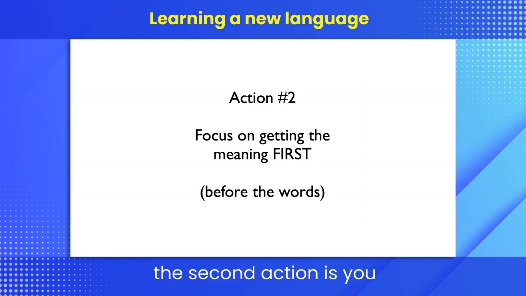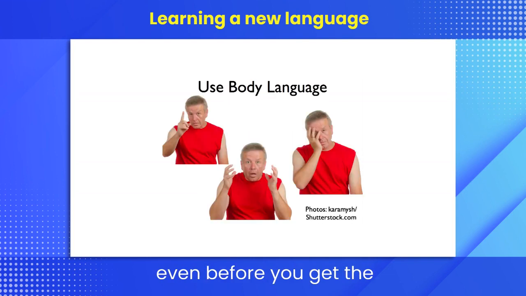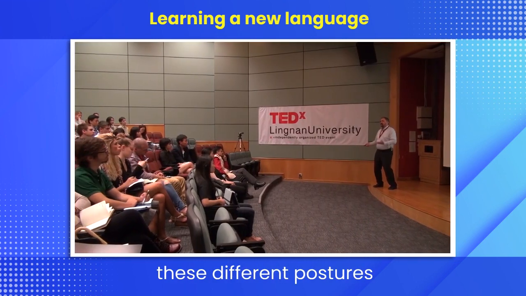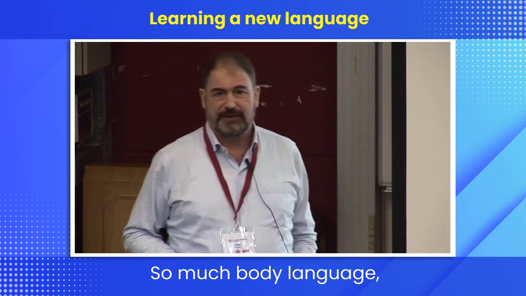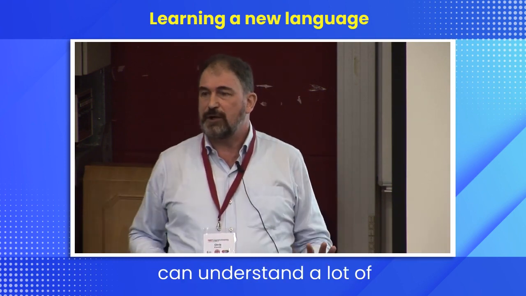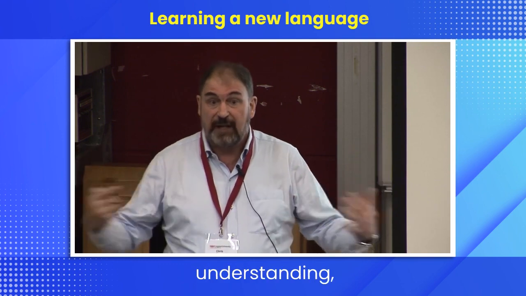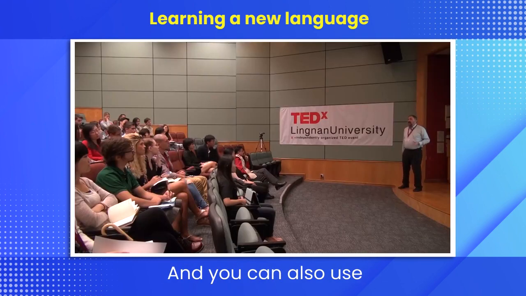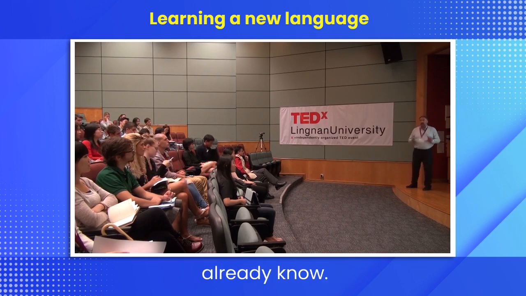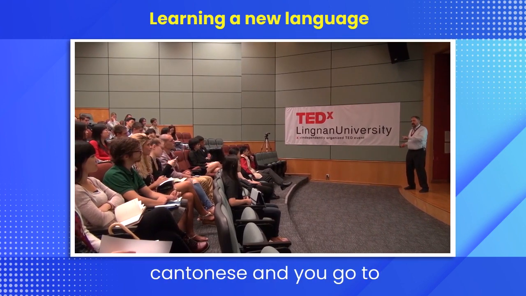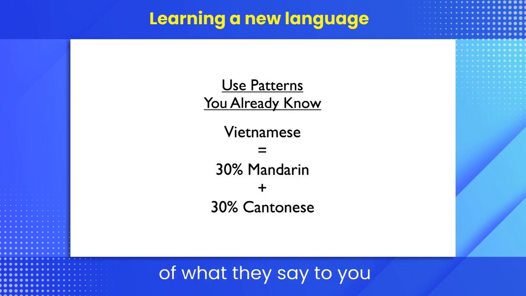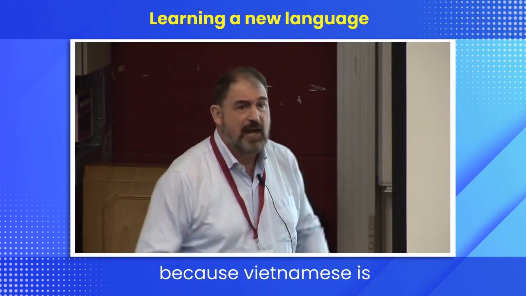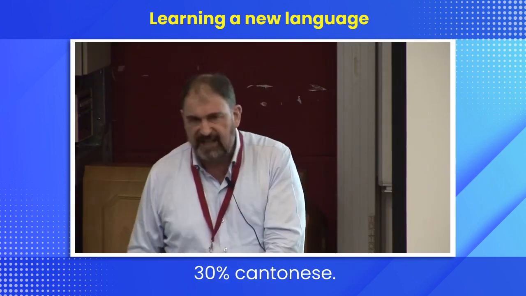The second action is you get the meaning first, even before you get the words. And you go, well, how do I do that? I don't know the words. Well, you understand what these different postures mean. Human communication is body language in many, many ways. So much body language. From body language, you can understand a lot of communication. Therefore, you're understanding, you're acquiring through comprehensible input. And you can also use patterns that you already know. If you're a Chinese speaker of Mandarin and Cantonese, and you go to Vietnam, you will understand 60% of what they say to you in daily conversation, because Vietnamese is about 30% Mandarin, 30% Cantonese.